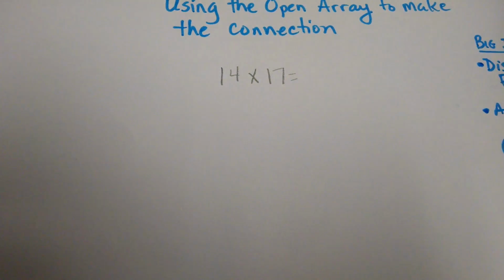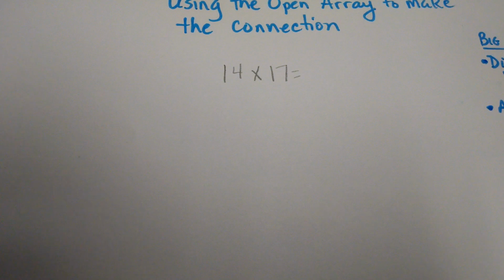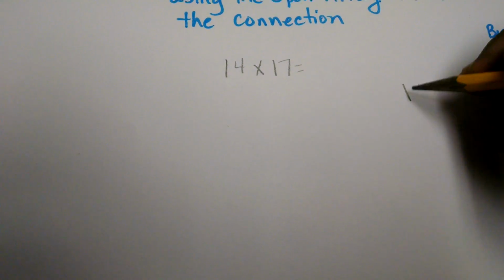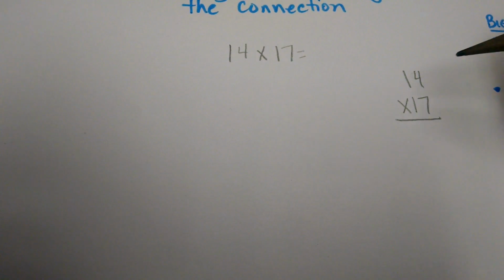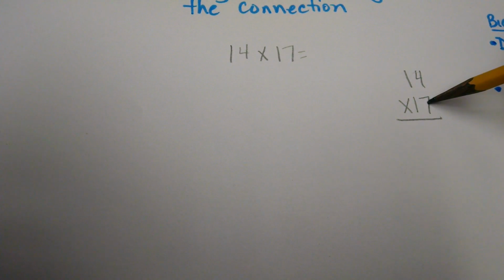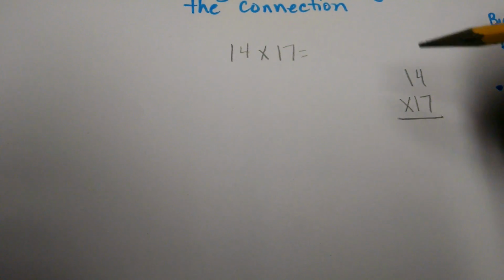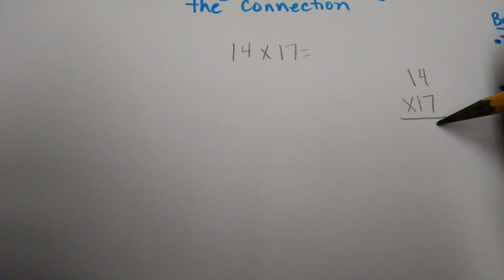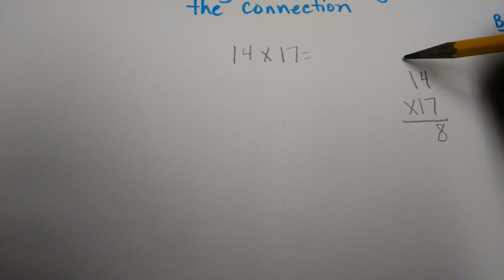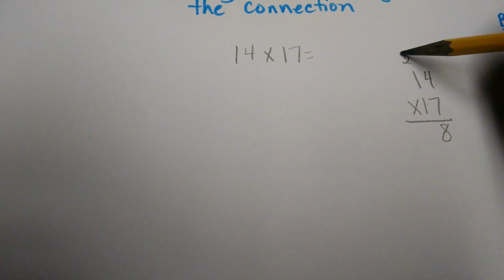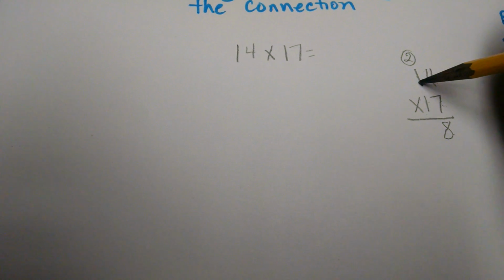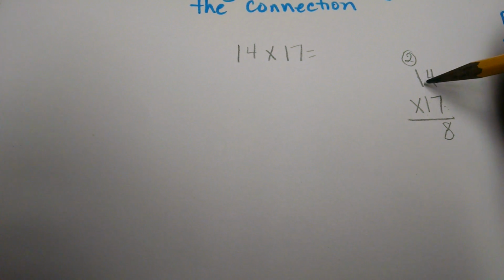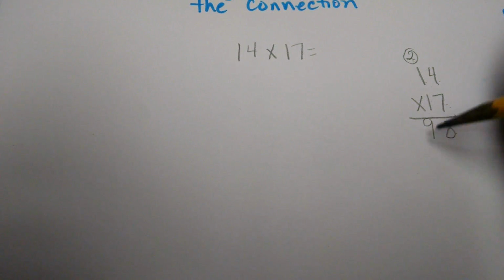In the old days, when I went to school, or when some of your parents went to school, we learned what's called the standard algorithm. What you would do is take your ones place and multiply it by your ones. For this one, 7 times 4 is 28, and that 2 you would put in the tens place. Then you would multiply your ones times your tens, that's 7 times 1, that's 7, plus 2, that's 9, so 98.